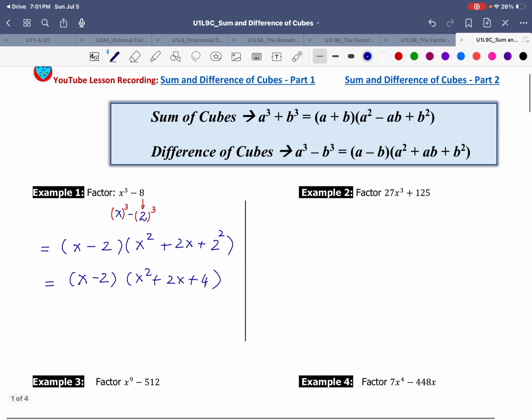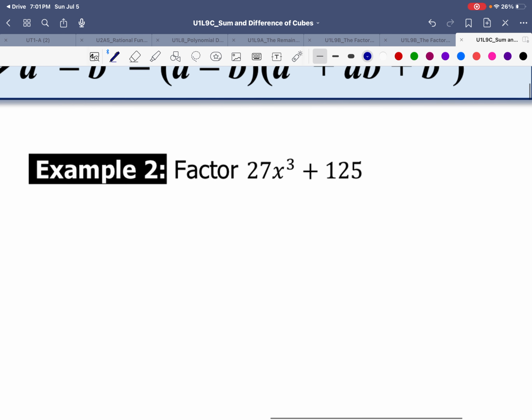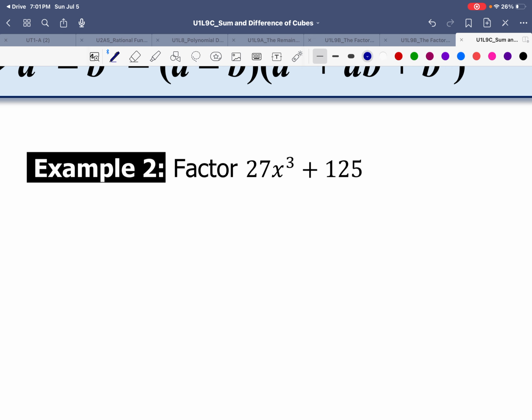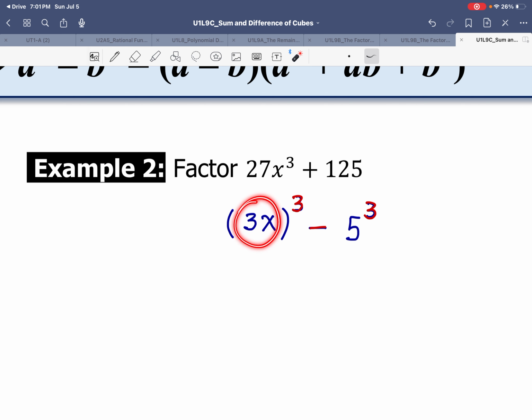Next, we're looking at 27x cubed plus 125. Again, I have two terms in here. Since I have two terms, I look for cubic powers, because I do see a power of 3 in x, but it also has a coefficient here. So if I have power 3, I can put 3x in here. 125, I can bring 5 in here, and then to the power of 3. So as you can see, we have the sum of cubes, and the value of a is 3x, the value of b is 5.